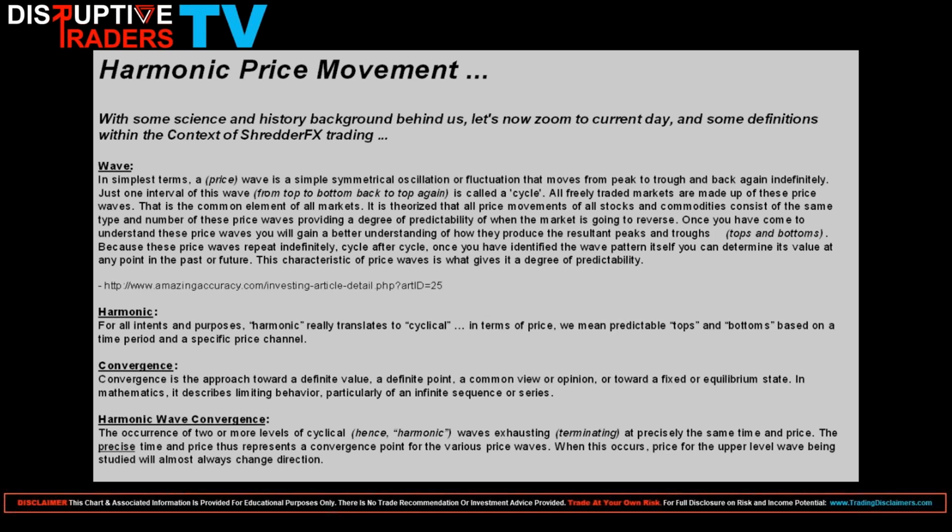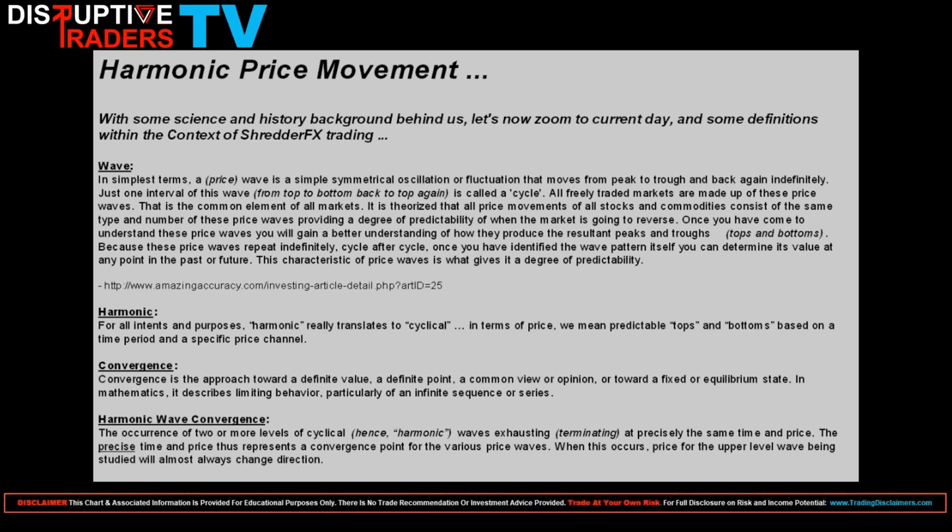So that's why I'm going to reiterate again. That's why, when it comes to disruptive traders and some of the people that utilize these harmonic patterns and harmonic price movement tools, we are considered pattern recognition experts. Harmonic, for all intents and purposes, really translates to cyclical. In terms of price, we mean predictable tops and bottoms based on a time period and a specific price channel.